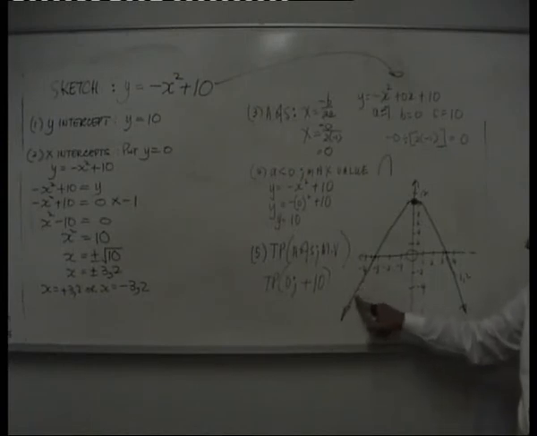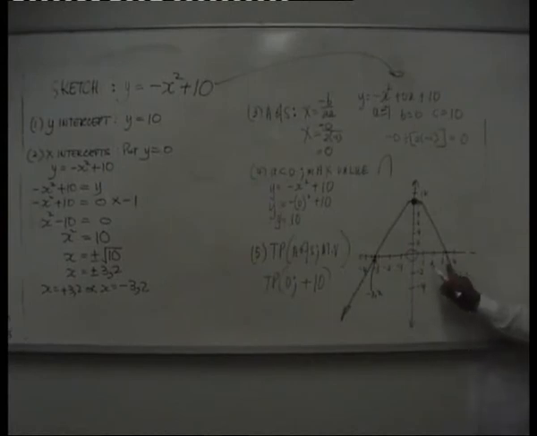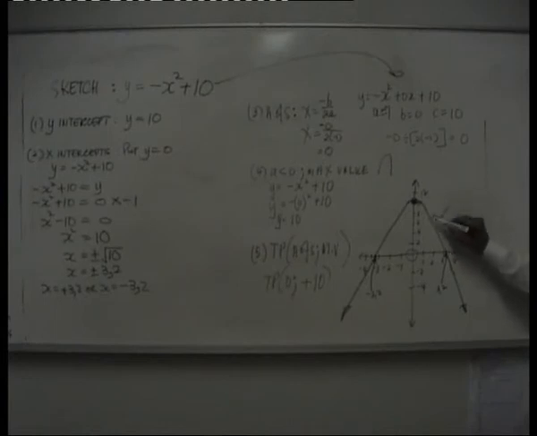Just take this out and make it a little neater. So that point there is minus 3.2. Let's neaten this up here. And that point there is 3.2. So there's your graph, and don't forget to label your graph. Y is equal to minus x squared plus 10.